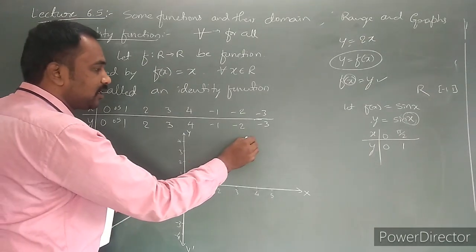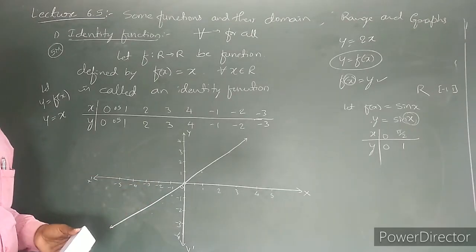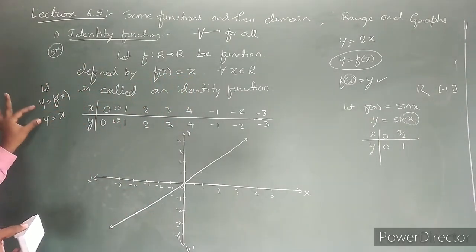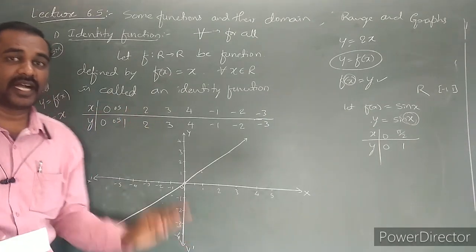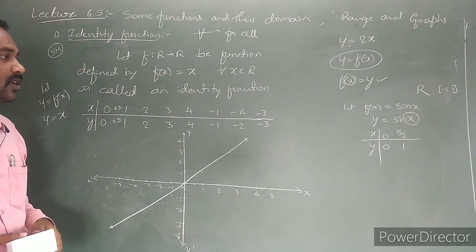It continues up to infinity. This is the graph of the identity function. So f of x is equal to x. This function y is equal to x. This type of function we used to call the identity function. The identity function graph is this much.